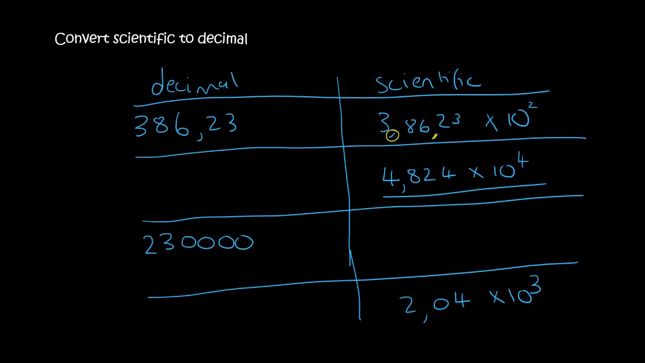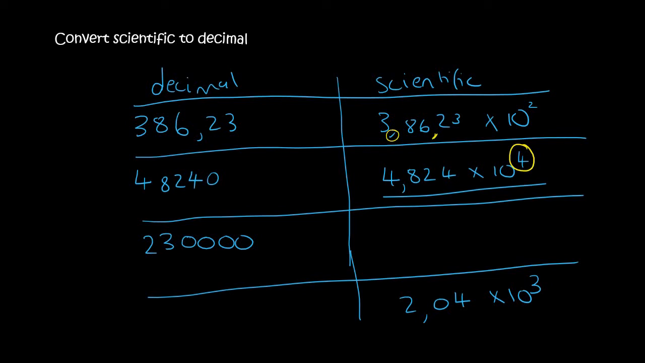In the next one we've been given a scientific, and so what we need to look at is, it says here times 10 to the power of 4. So we'll take the original number, which is 4,824, and we will have to move the decimal up by 4 places. So it'll go 1, 2, 3, 4. If there are any empty spots, you put a 0. Then the decimal is at the back. Having a decimal at the back, you can ignore it, and so there is your answer.